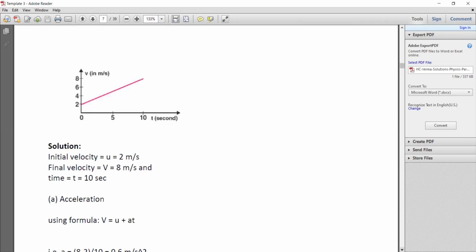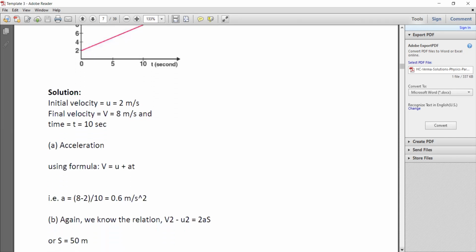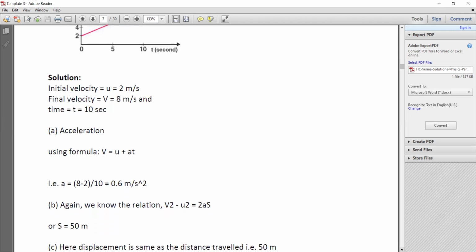A, acceleration. Using the formula v equals u plus at, we can solve for acceleration, a, as follows. a equals (v minus u) / t equals (8 meters per second minus 2 meters per second) / 10 seconds equals 0.6 meters per square second.